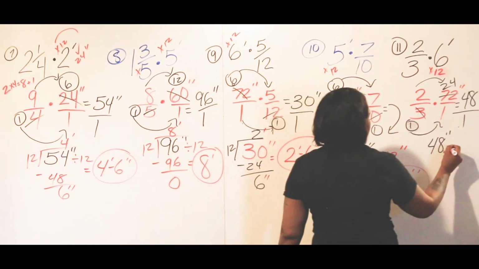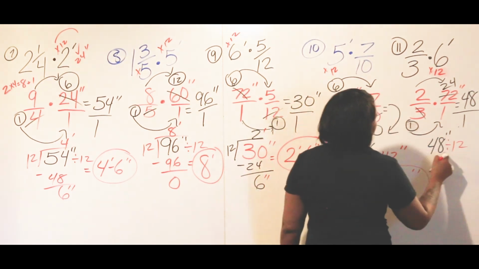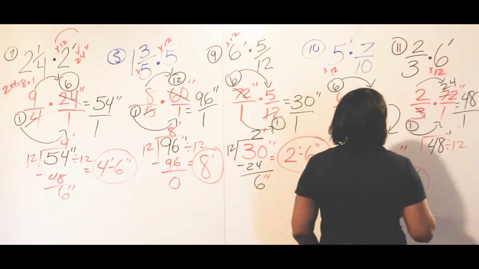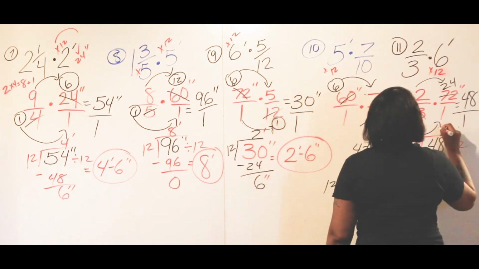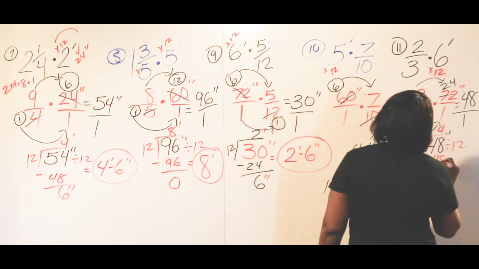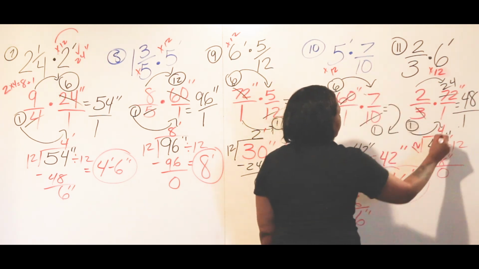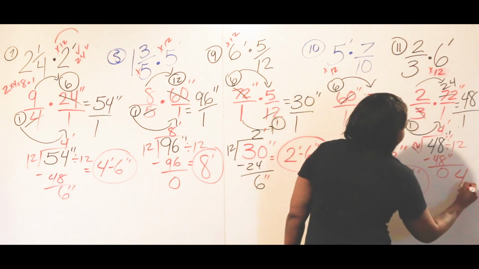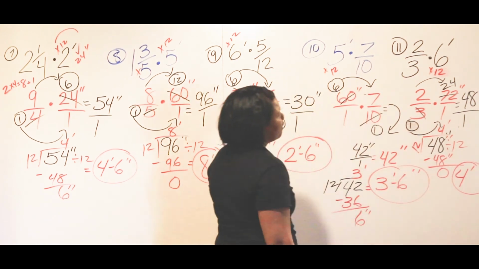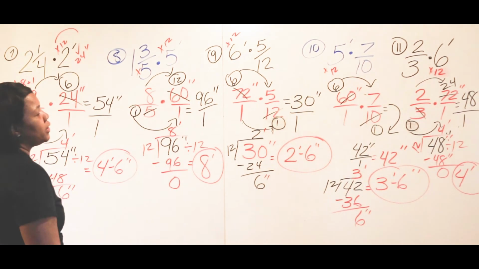We do that by dividing by 12. How many 12s can I get out of 48? 4. If I subtract 48 from there, I'm left with nothing, so a final answer would be 4 what? Feet. Bam.